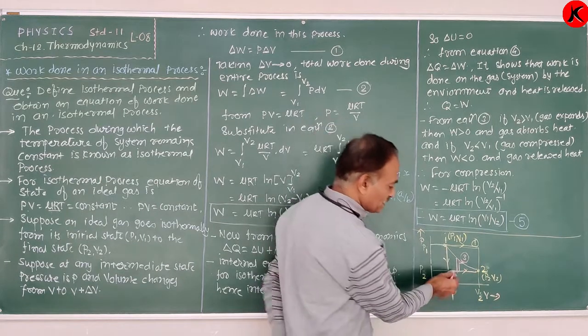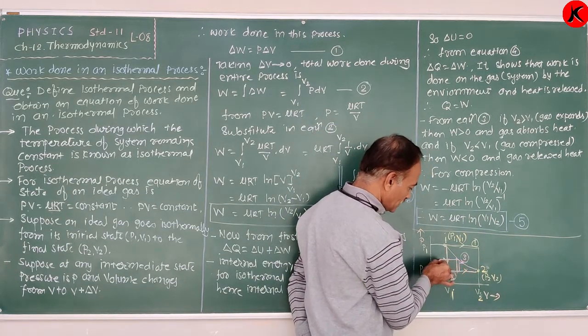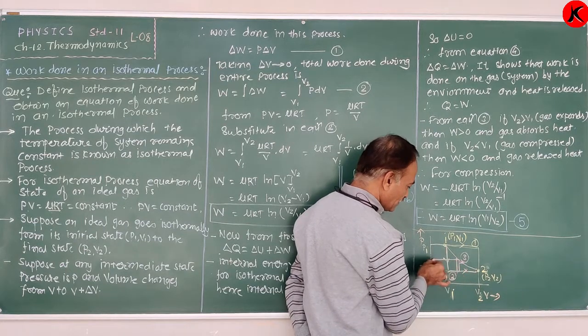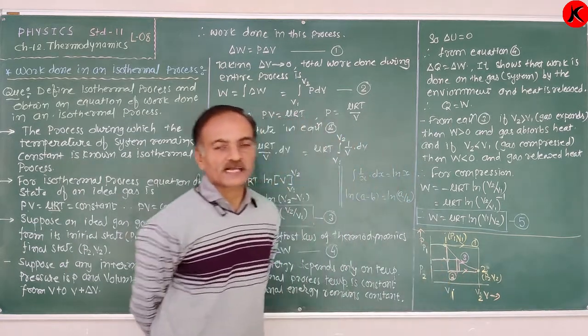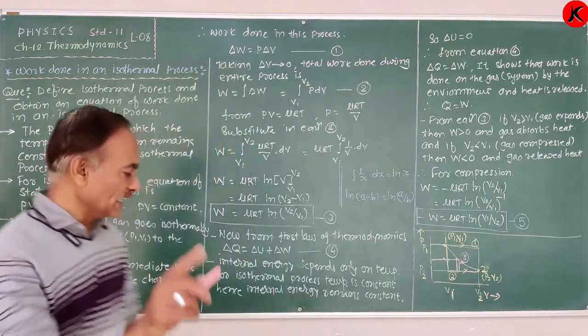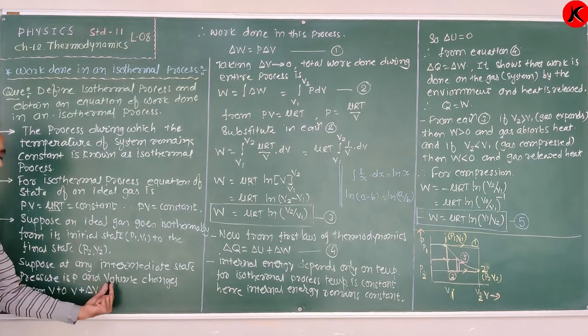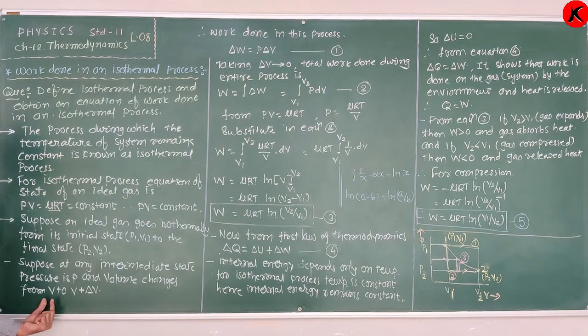Here the volume changes from V to V plus delta V. Here the change in pressure is very small, so we consider the pressure almost constant. Due to that reason, we have written that at any intermediate state the pressure is P and the volume changes from V to V plus delta V.